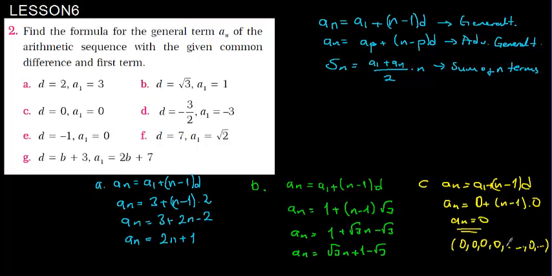Okay, let's see the other type of questions. These are the second type of questions, and here the common difference is not given, and they are asking for the common difference and the general term. So we are going to use the same formula again, an is equal to a1 plus n minus 1 times d, but firstly I have to find the common difference.